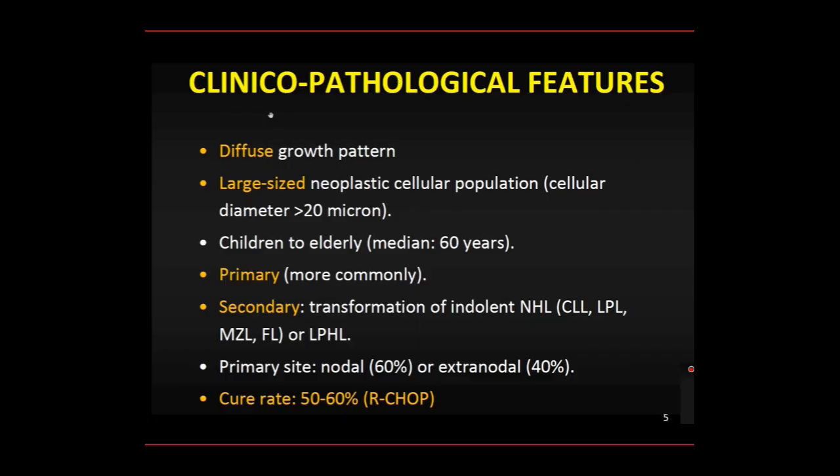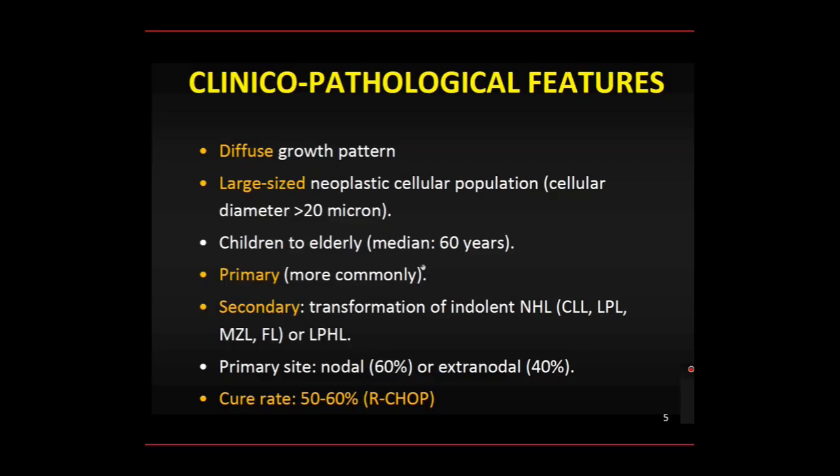Common feature of diffuse large B-cell lymphoma are, as by the name, the diffuse growth pattern, so it's not nodular, it's not marginal zone-like or whatever, it's just diffuse, effacing the entire structure of the tissue. Cellular population is large-sized, usually more than 20 micron.